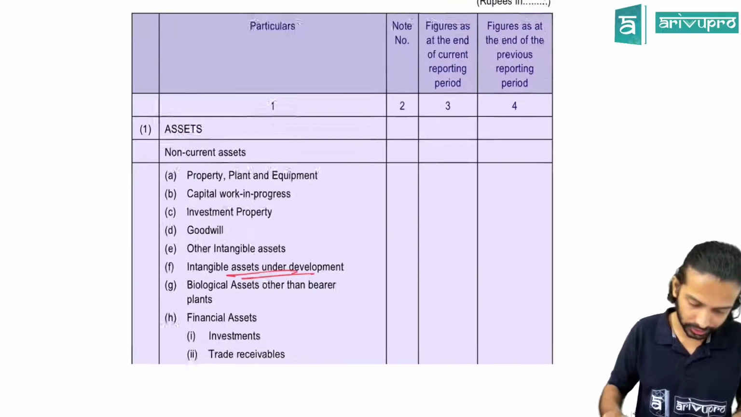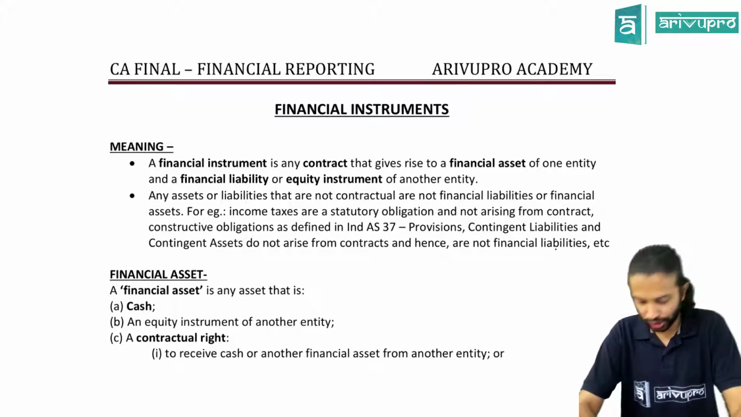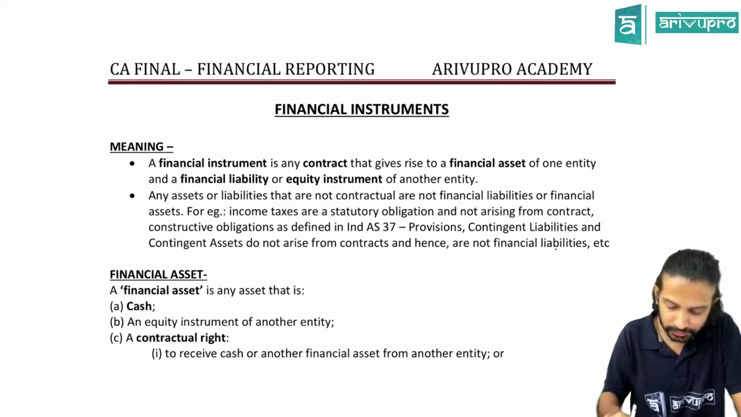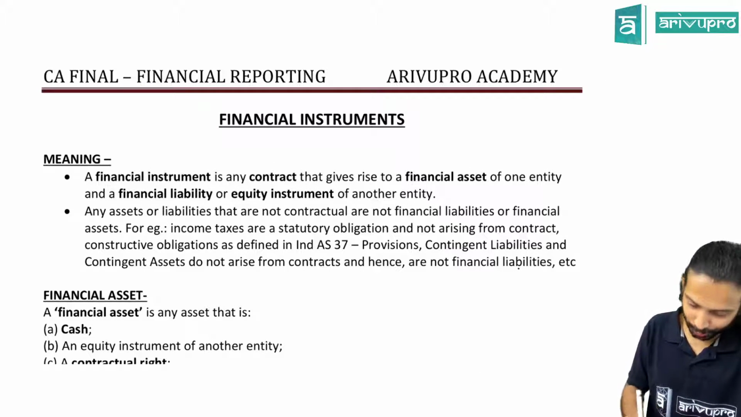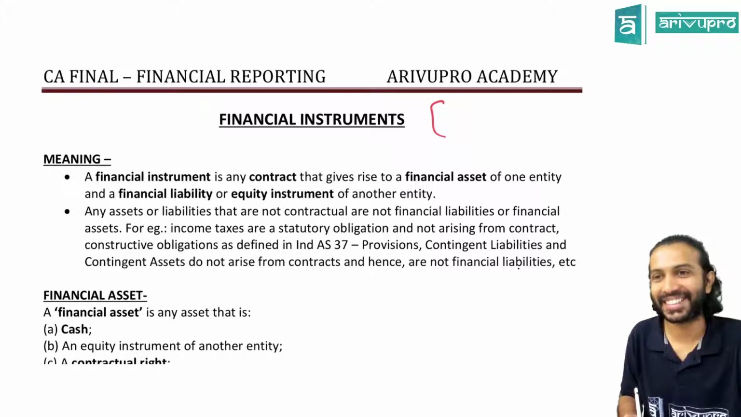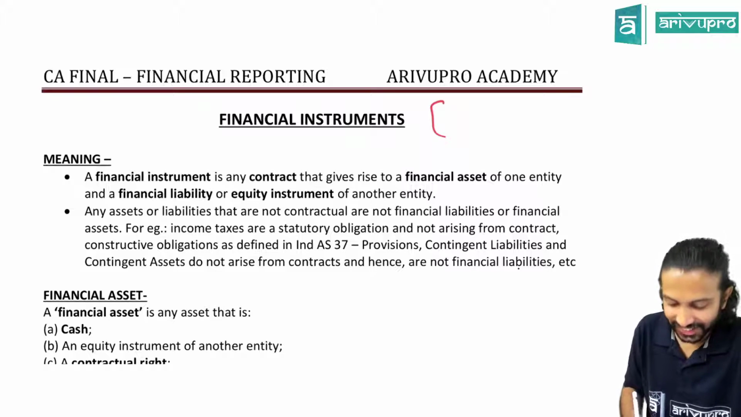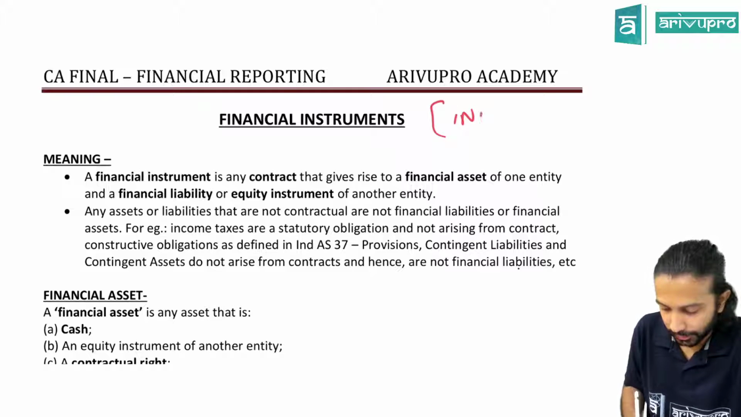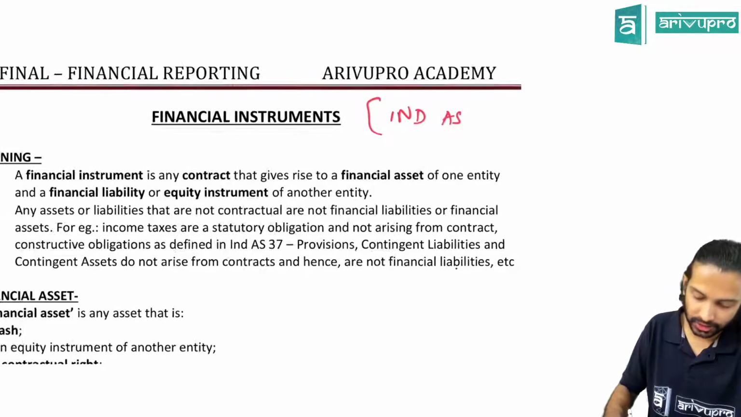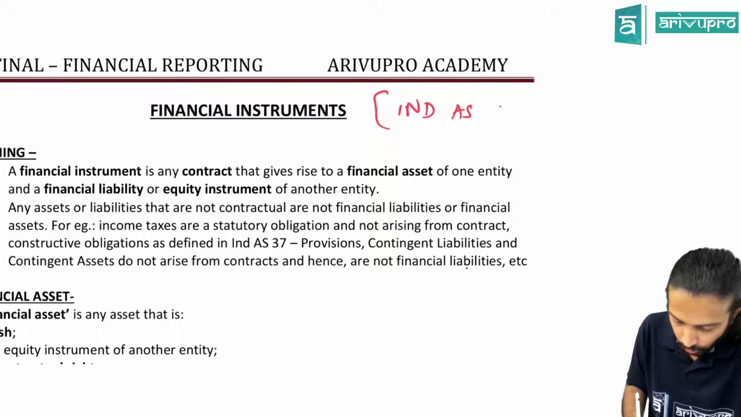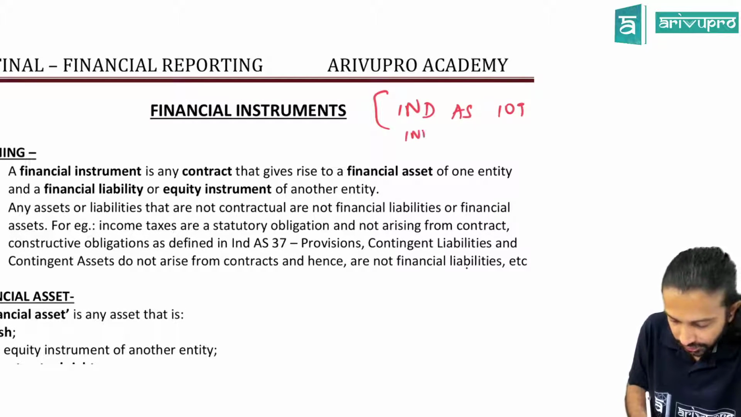Yes, sir. All right. Now, can we come back to today's session? Yes, sir. All right. Financial instruments. If you've checked the study material, it's a huge topic. Probably one of the biggest, other than consolidation maybe. This particular chapter covers 3 standards. It covers Ind AS 109. Then we have Ind AS 32. Then we have Ind AS 107.